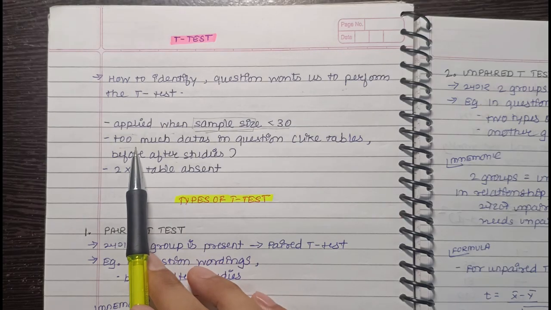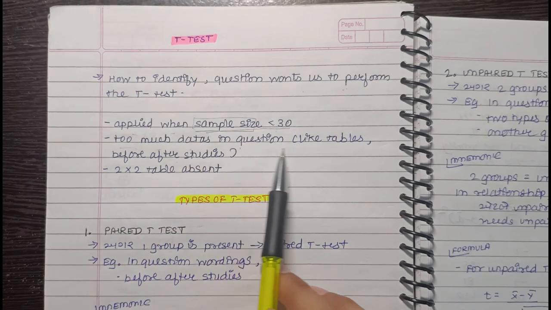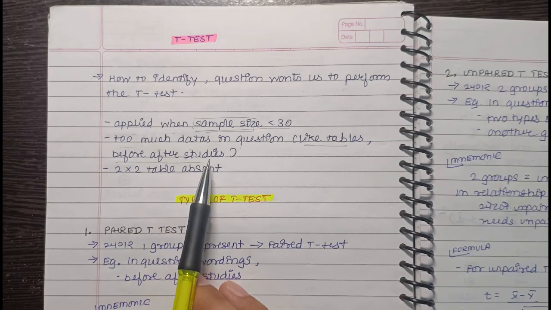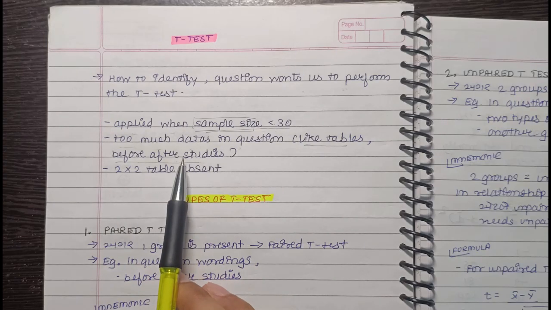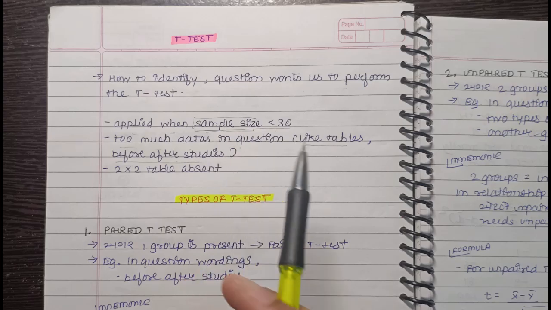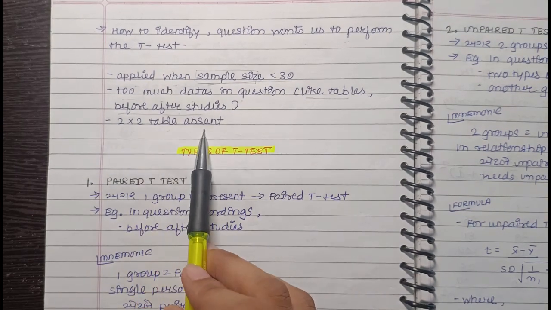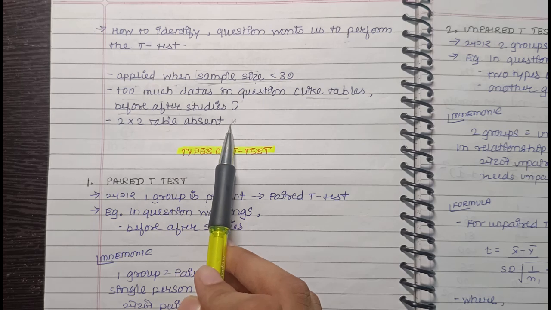Now if there is too much data in the question, like tables are given, like before after studies is written in the wordings of the question, then it is likely that the t-test should be performed in that question. And once again, if a 2 by 2 table is absent, that rules out the chi-square.